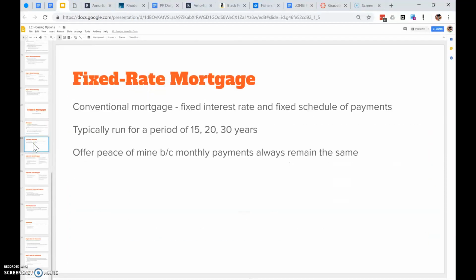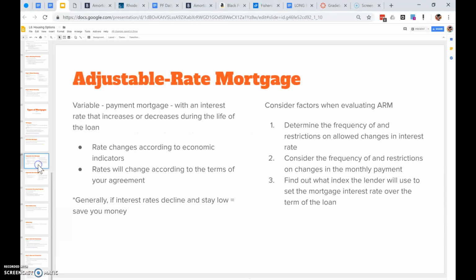There are different types of mortgages, and let's go through those real quick. A fixed rate mortgage is sometimes called a conventional mortgage. It's a mortgage with a fixed interest rate and a fixed schedule of payments. A fixed rate is an interest rate that does not change. So if you have a 5% loan, the homeowner will continue to pay 5% through the life of the loan, even if interest rates for new loans rise. Conventional mortgages typically run for a period of 15, 20, or 30 years, and it always offers peace of mind because the monthly payments always remain the same.